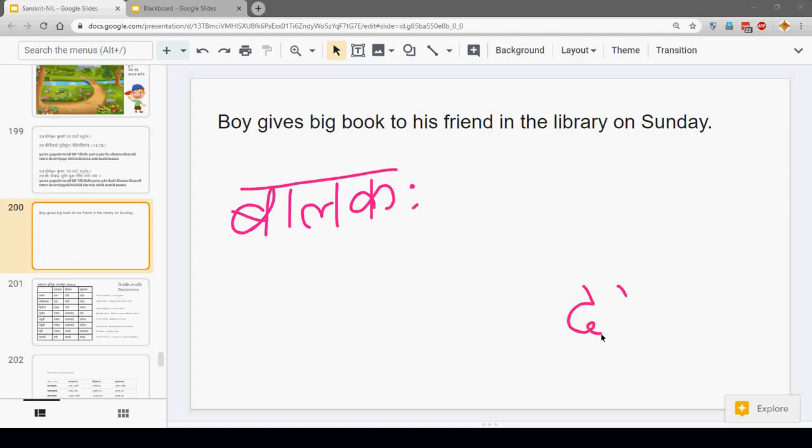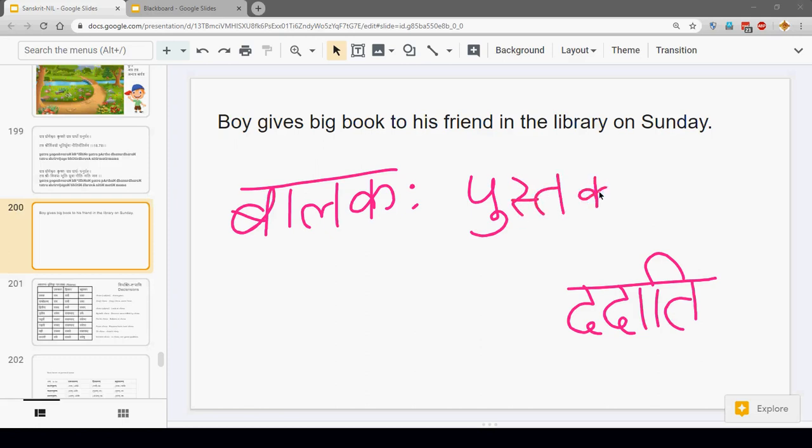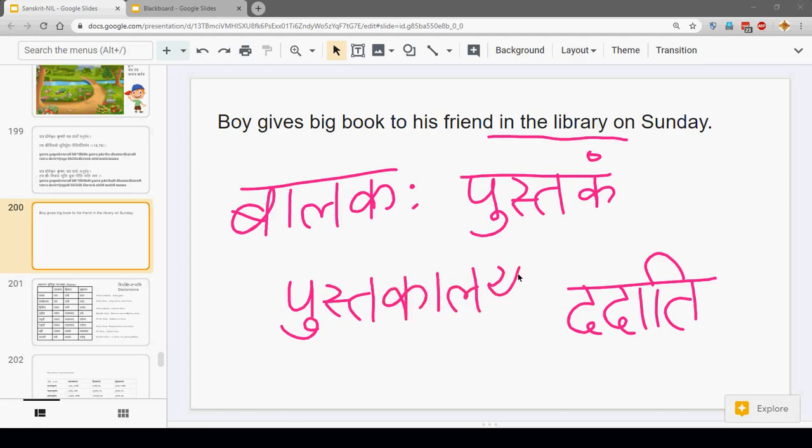Balakaha dadati. Again, coming back to the sentence, boy gives. Now, pustaka, because the second case form, which is the object, is also the same form, pustakam. I'm using pustakam here. Balakaha pustakam dadati. Boy gives book. Now, in the library, we just now saw that we can use pustakalaye, one word, with the case ending. Because this whole thing is included in this pustakalaye, we can put this pustakalaye anywhere.